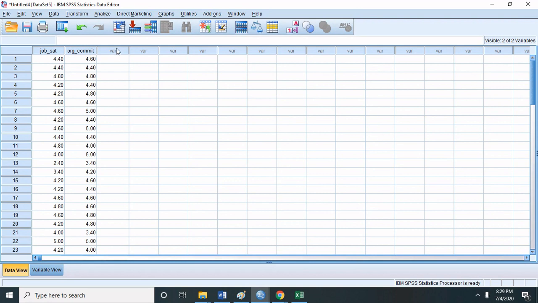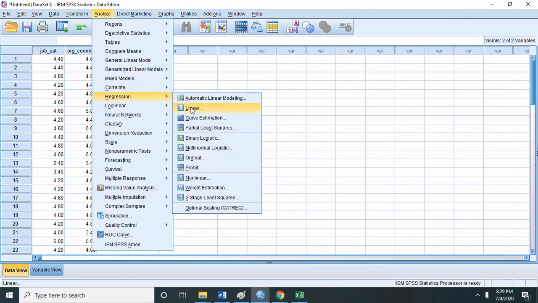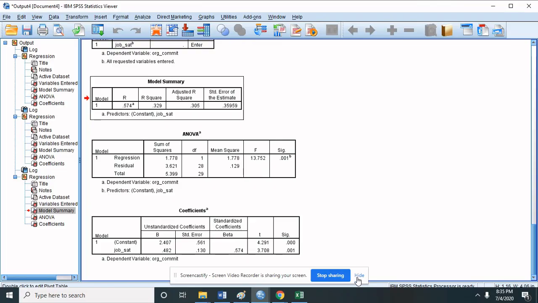So to analyze the data, we click Analyze, then Regression, and click Linear. You place the independent variable, job satisfaction, to the independent list and the organizational commitment to the dependent list. Then we have to set the method into Enter. That's actually the default. Then click OK. Let's see the results of analysis.